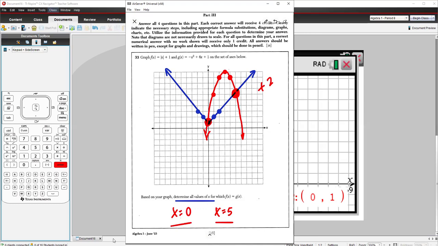Don't put something that they didn't ask for. They said determine all values of x, and as soon as you see all values, that should tell you there's probably going to be more than one. They want to know where the two graphs intersect, or where the graphs are equal. That's it. This would be 2 points down here.